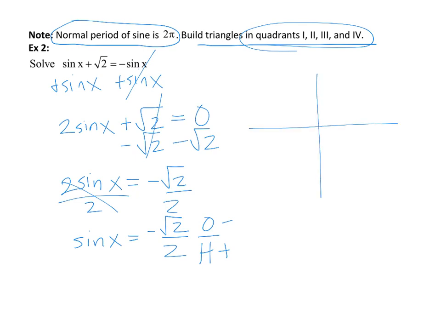In what quadrants is opposite negative and hypotenuse positive? Well, hypotenuse is always positive. What quadrants is opposite negative? That's your y value, so that's going to be quadrants 3 and 4. All right, so here we have negative square root of 2, negative square root of 2, this is 2, this is 2. Okay, what's the other side going to be?